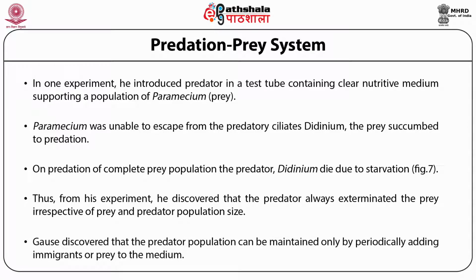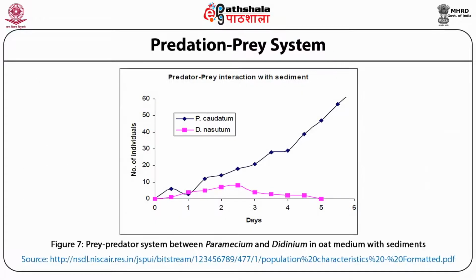Gause discovered that the predator population can be maintained only by periodically adding immigrants or prey to the medium. This figure represents the prey-predator system between Paramecium and Didinium in oat medium with sediments. The blue line represents Paramecium caudatum, the pink line represents Didinium nasutum.